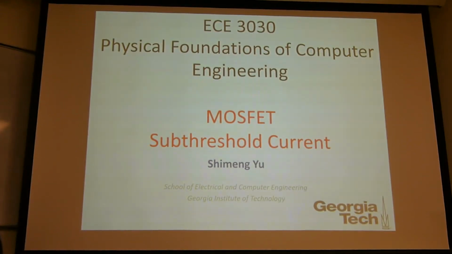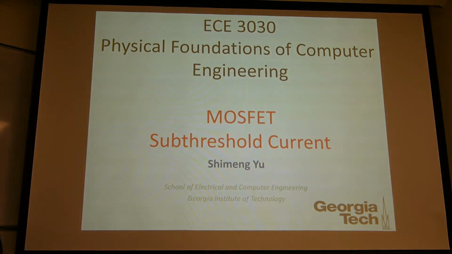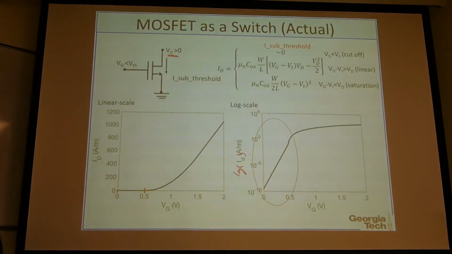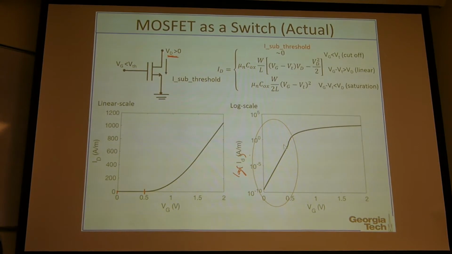Recap of last lecture on the subthreshold current. So this is the current when the gate voltage is smaller than the threshold. So we still have small currents. If you want to see this current, then you have to draw the log scale of the current versus the gate voltage. And if you do this, then you will see this subthreshold current here like a straight line, because this is in log scale, that means it's exponential.